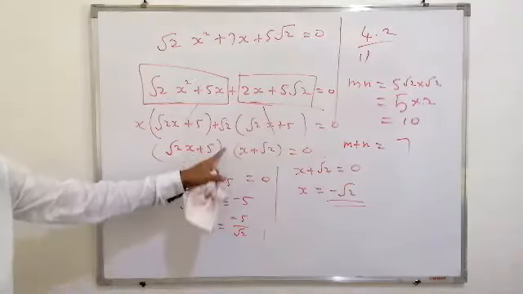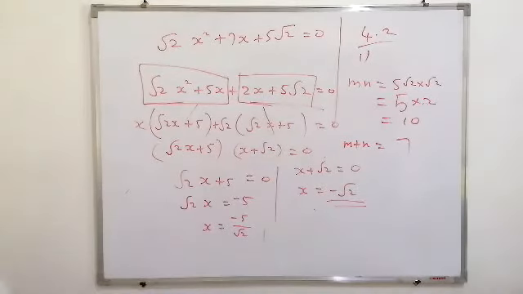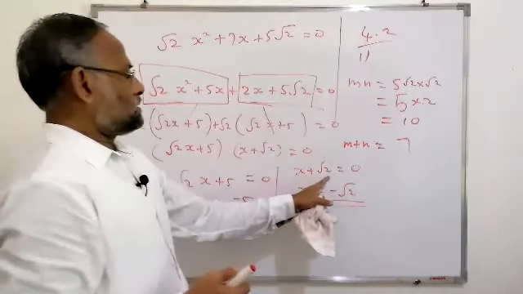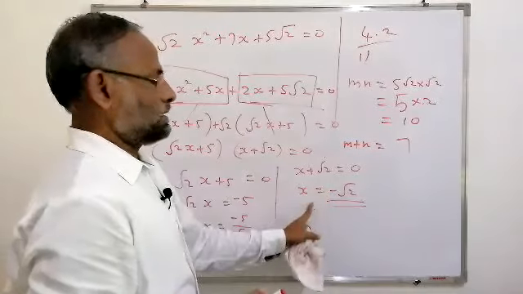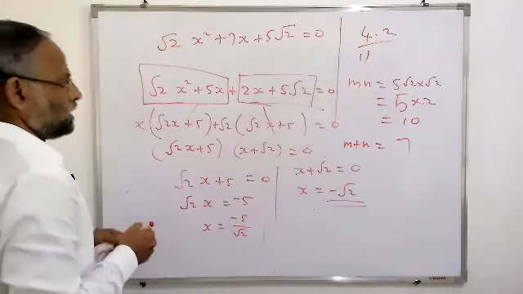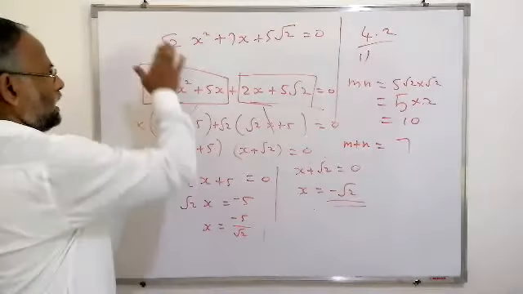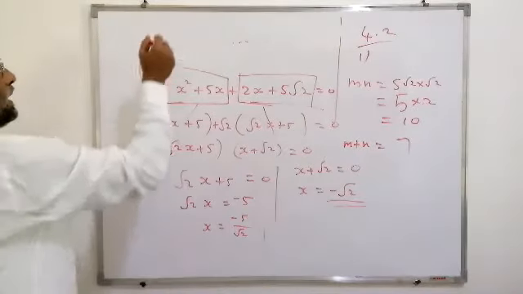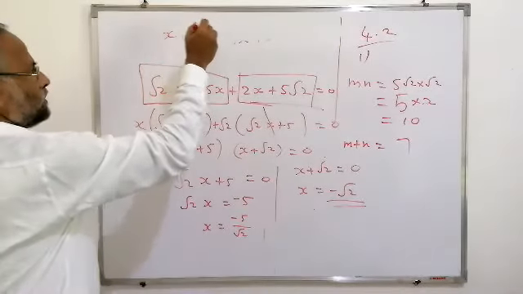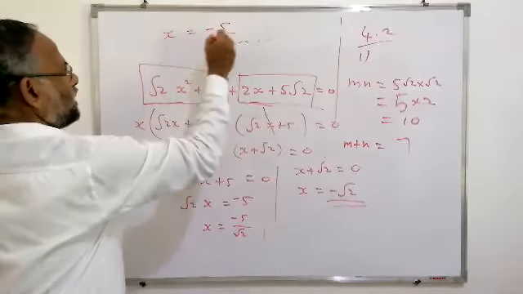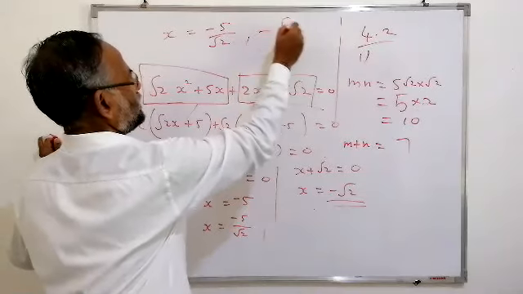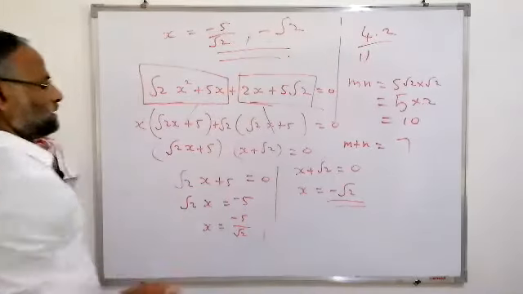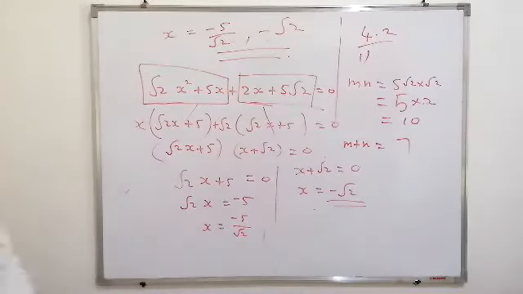I am explaining because somebody told me we cannot see. x plus root 2 is equal to 0. x is equal to minus root 2. Now, last answer I am writing here. Last answer: x is equal to minus 5 by root 2 and x is equal to minus root 2. You are getting 4 marks.